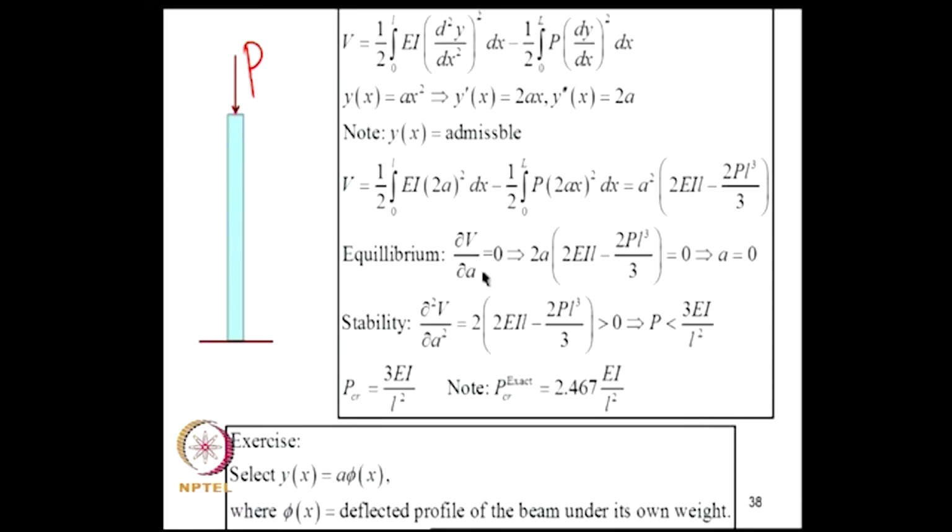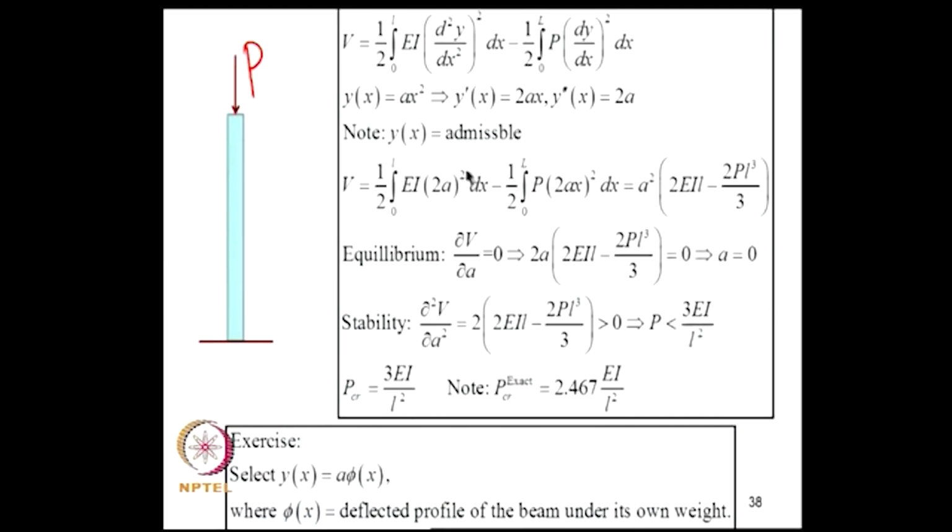So, I substitute, and I get V to be this. So, dV by dA equal to 0 is the condition for equilibrium, and that means A equal to 0 is the equilibrium position. Now, differentiate this with respect to A again, d squared V by dA squared, and look at the sign of this quantity at A equal to 0. For A equal to 0 to be stable, I get the condition that P must be less than 3EI by L squared.